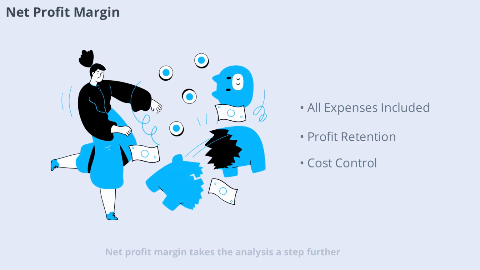Net profit margin takes the analysis a step further by showing the percentage of revenue left after all expenses, including taxes and interest, are deducted. This ratio tells you how much profit a company actually keeps from its sales. A higher net profit margin means the company is more efficient at controlling costs and maximizing earnings. To calculate, divide net profit by revenue and multiply by 100. It's a great way to compare profitability across different companies.